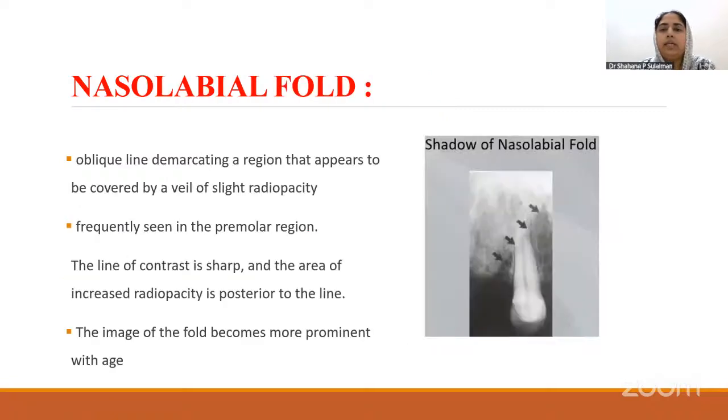Now, the next one is the nasolabial fold. Whenever you smile, you can see that there is one fold which is formed just at the side of your nose. That is the nasolabial fold. And behind the nasolabial fold, we have the thicker cheek. So the thicker cheek will appear more radio-opaque on the radiograph, which creates a sharp demarcation line. This is appreciated most commonly in maxillary premolar radiographs.